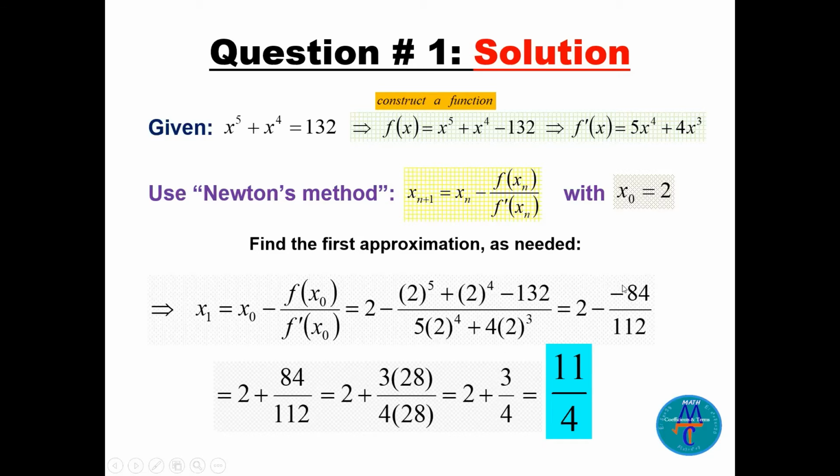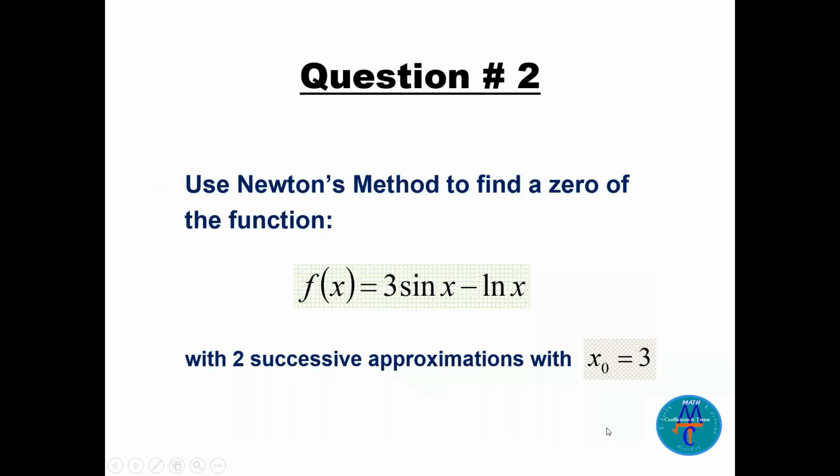See, this is minus, another minus. It becomes here plus. So 84 will be 3 times 28. 112 will be 4 times 28. Cancel 28. We have 2 plus 3 over 4. By the LCD, it will be 11 over 4. So this is the first approximation. This is what we need.